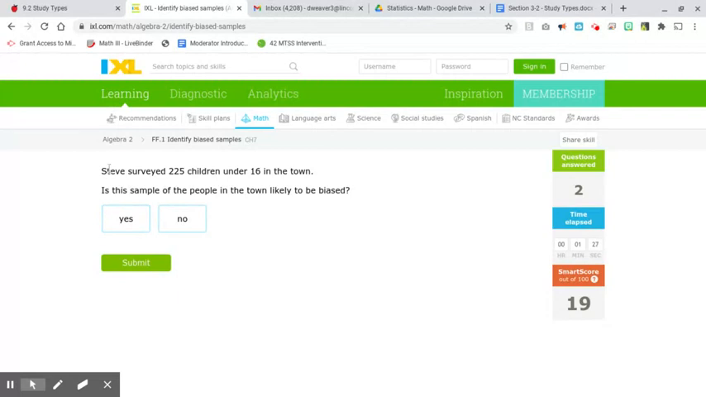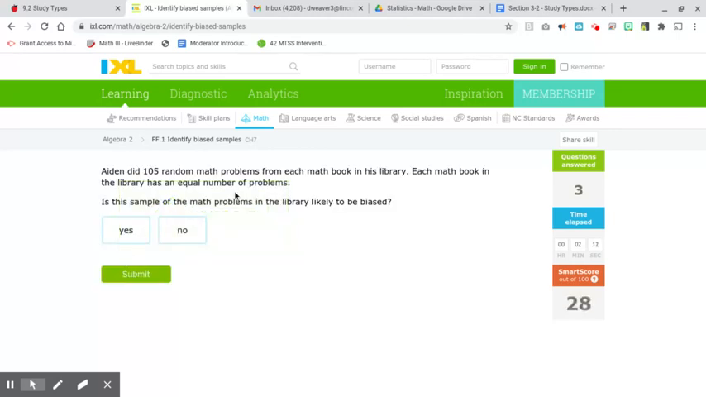So Steve surveyed 225 children under 16 in the town. Is this sample of people in the town likely to be biased? Well, if you're wanting people that are in the town, but you're only surveying children under 16, that's going to be biased because children under 16 are going to think differently than maybe older adults or even young adults or anybody else. So if you want to know about all people in the town, you need to get some children, you need to get some adults, you need to get some older adults. So this is definitely going to be a biased sample because it wants all the people in the town, but it only surveys children. So that is a good example there.